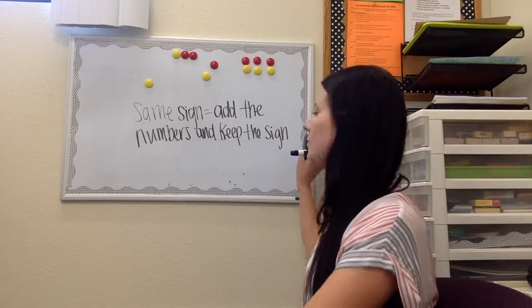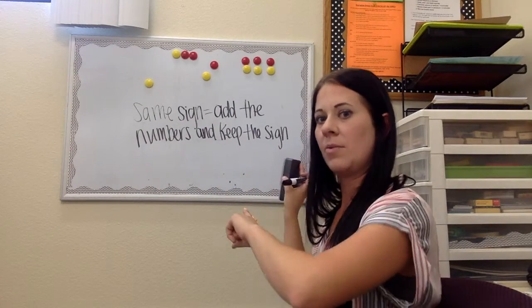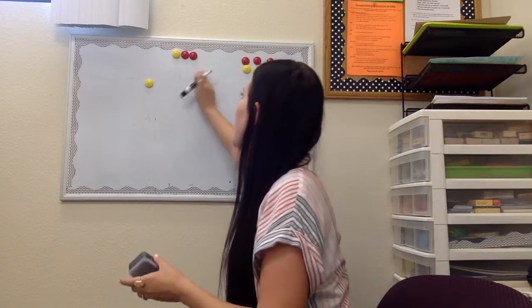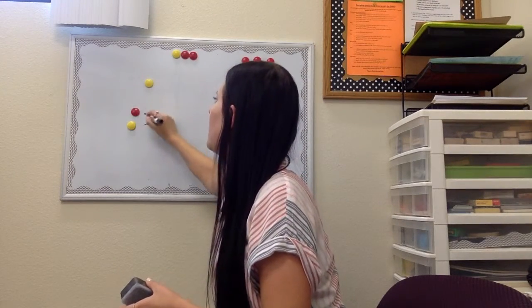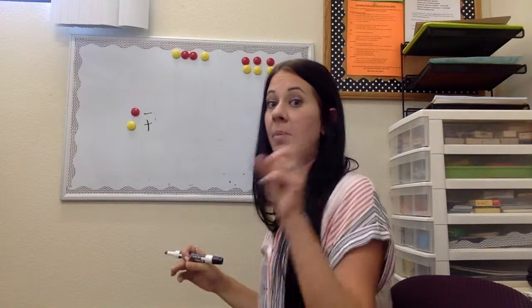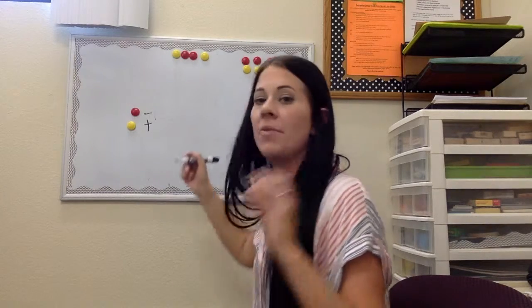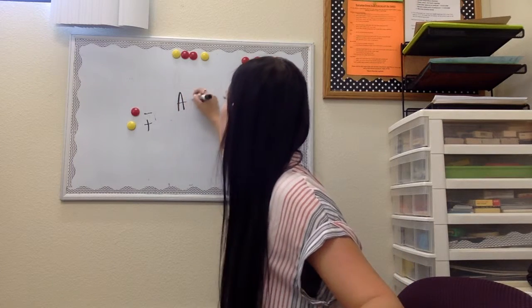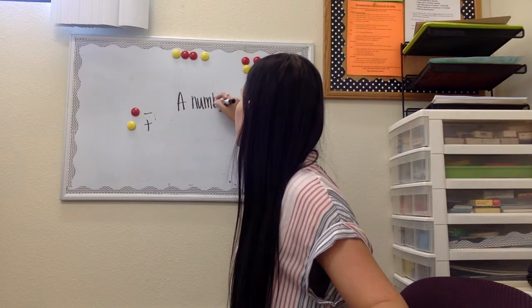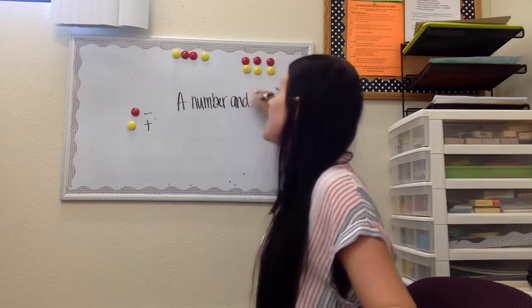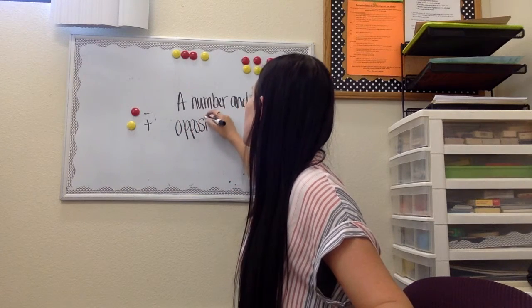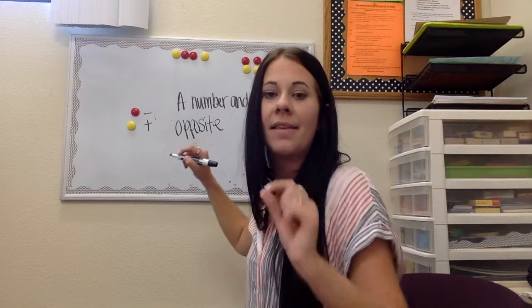Next, because this is our rule from yesterday, I want to talk about when I have two counters, a negative and a positive, same amount. So these numbers are called a number and its opposite. Okay, and these equal 0.